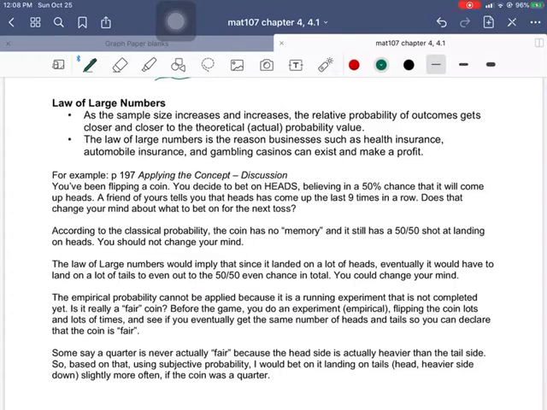Or actual probability. The law of large numbers is the reason businesses like health insurance, automobile insurance, and gambling casinos can exist and still make a profit. Okay? They basically crunch the numbers.